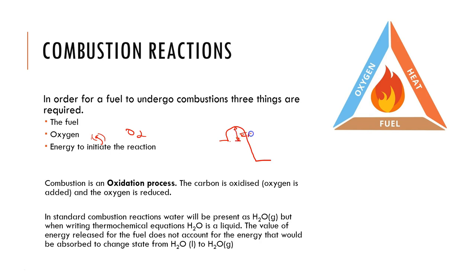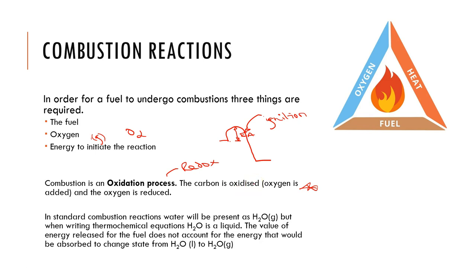So if we think about activation energy here, they need a spark source. We need to ignite them. They need ignition to be able to go. So we need to get over the activation energy barrier in order for the combustion reaction to occur. Combustion is an oxidation process, which we will revisit when we do redox chemistry. This means that the carbon is oxidized, oxygen is added, and the oxygen is reduced. This will make a little bit more sense as we move on through redox chemistry later this year.